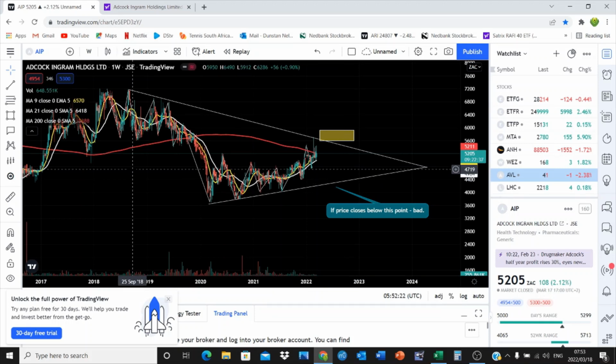So what I'm going to do is take my trend line. Here's my last swing.